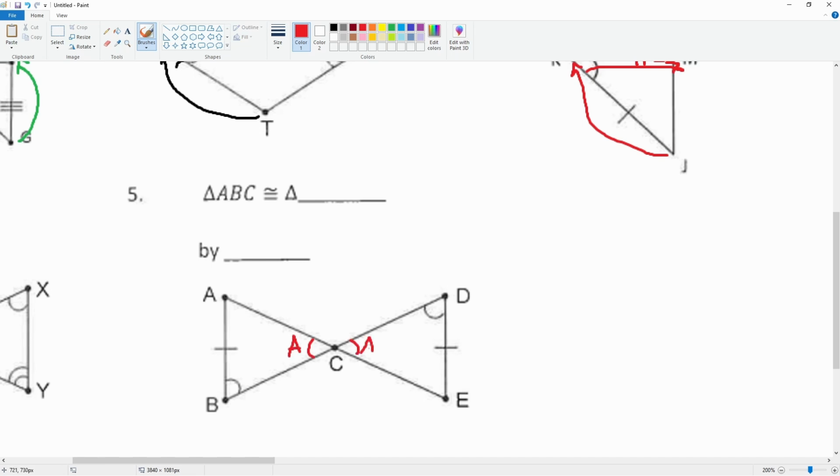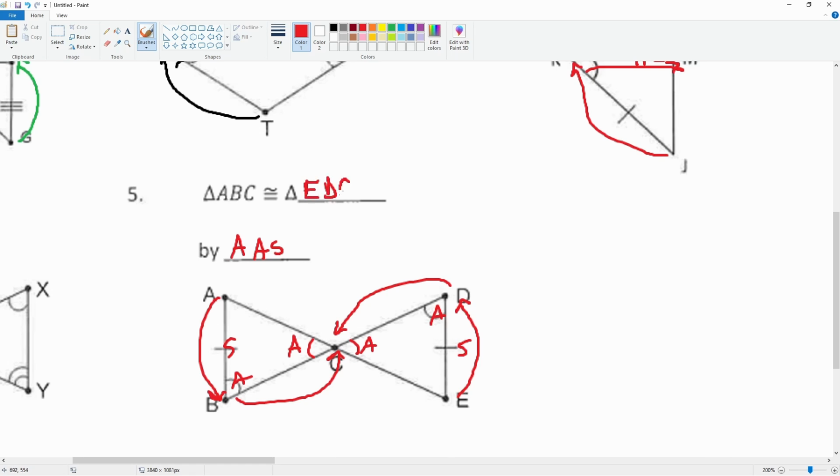5, well, we have a vertical angle here. This is an A. This is an A. This is a side. AAS. Let's take a look. ABC. So A, B, then C. So it's going to go E, D, and C.